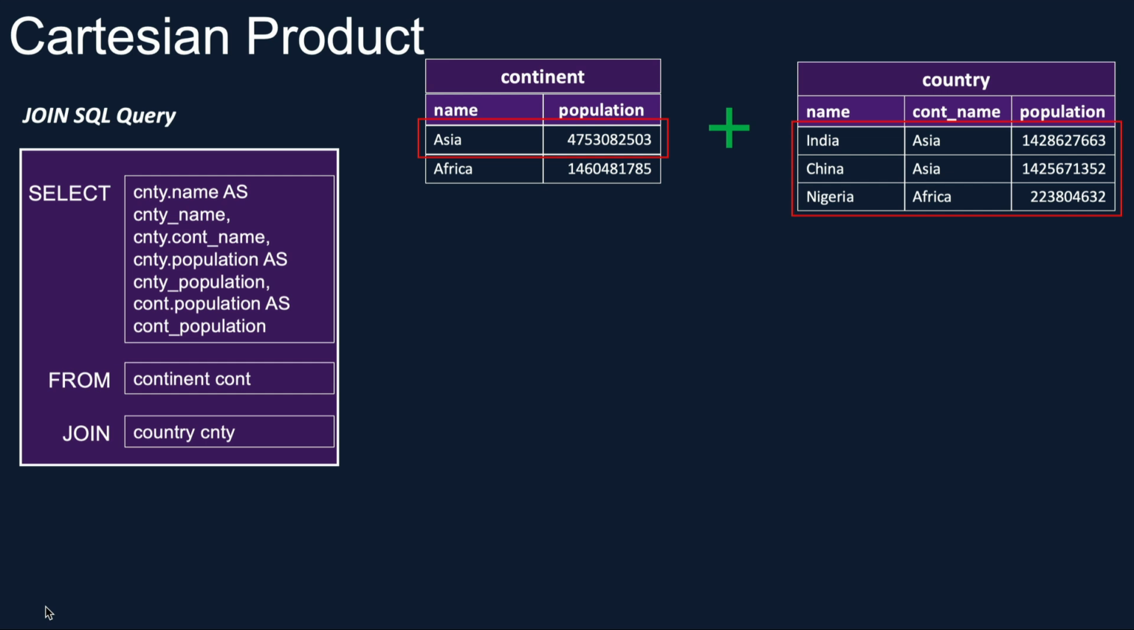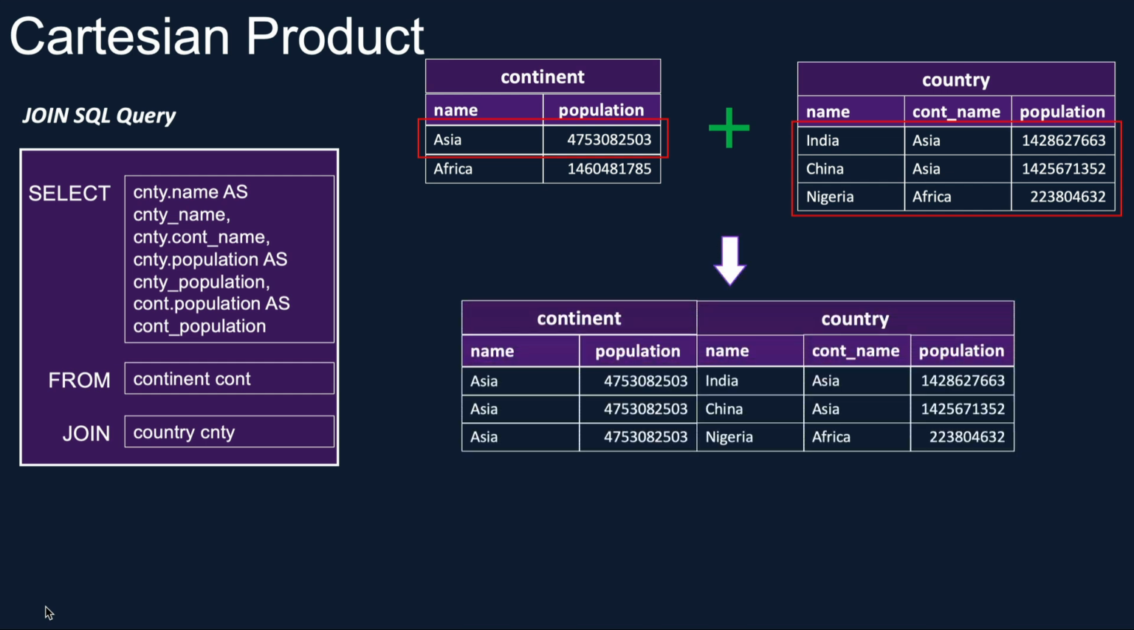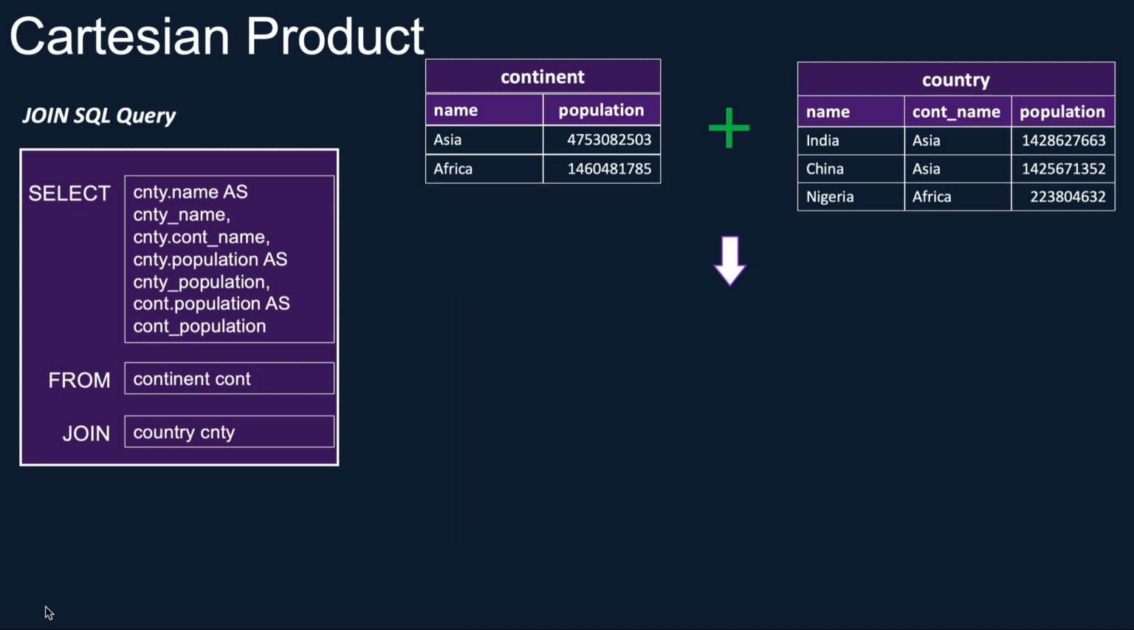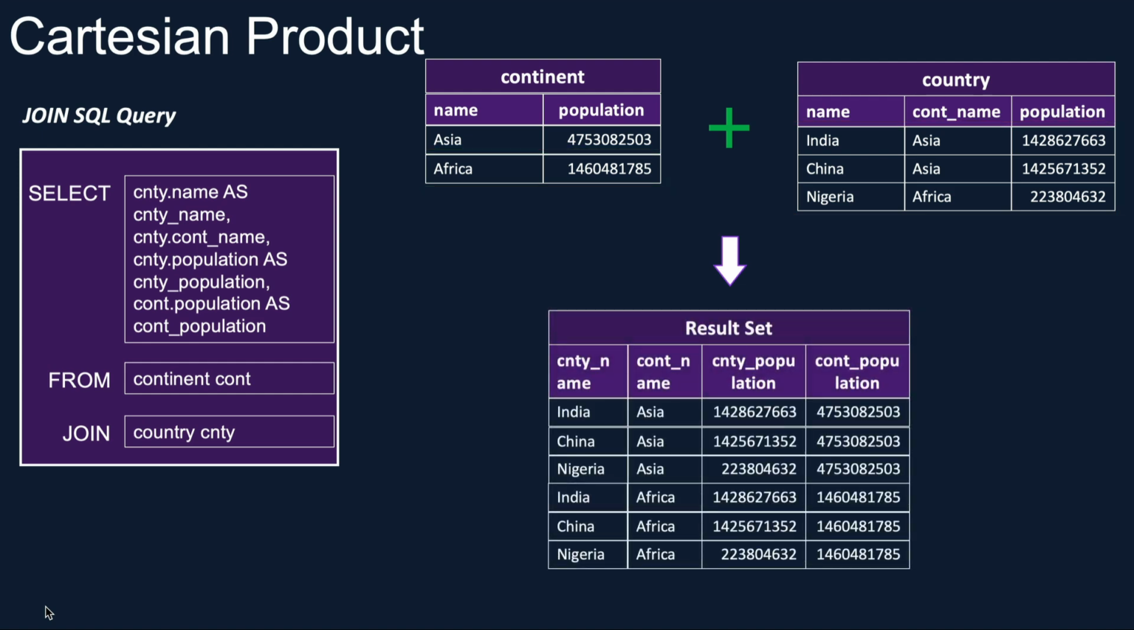Because the join condition is missing, all the conditions will evaluate to true and all three records will be written to the output. Similarly, the second record from the continent table is joined with each of the three records from the country table. Again, because the join condition is missing, all the conditions will evaluate to true and all three records will be written to the output. So we end up having 6 records in the output. Once the columns are renamed as specified in the select clause, the result set looks like this. So we have the 6 records as opposed to the 3 records we expected to see.